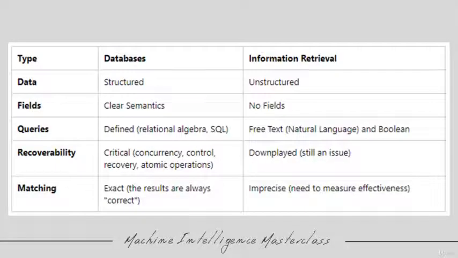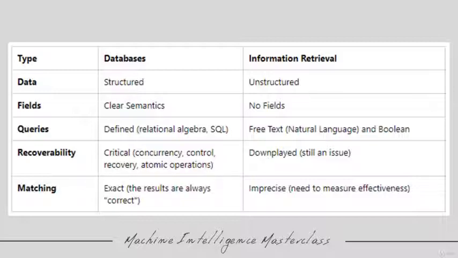You can see a table comparing different properties of databases and information retrieval algorithms on this slide. Databases store structured data with clear semantics. Queries to the database are defined, and databases use exact matches while offering higher recoverability for any failures.